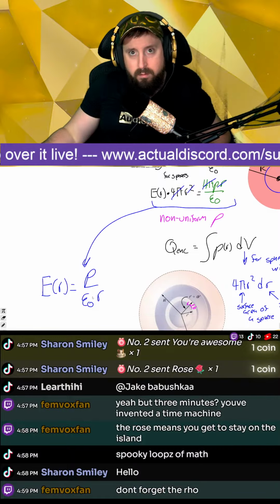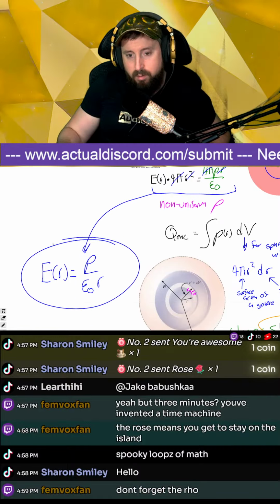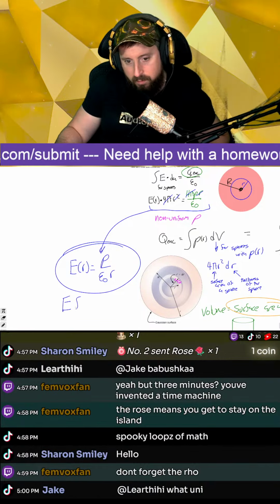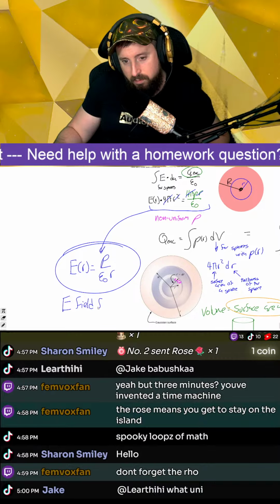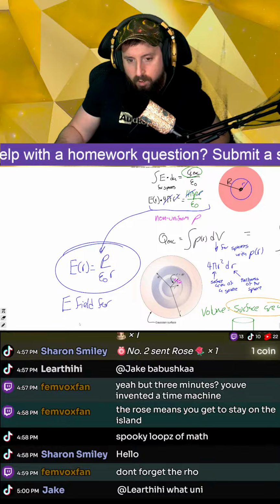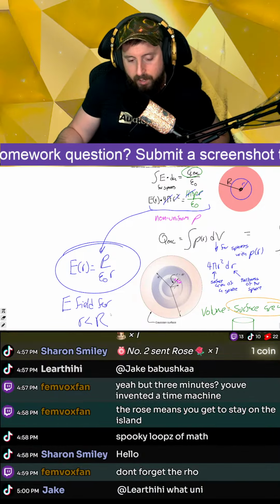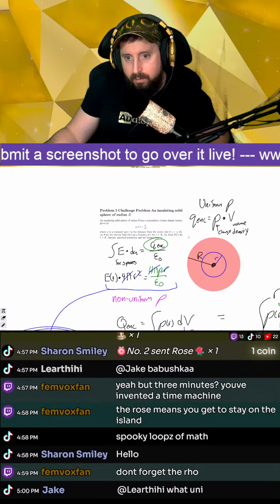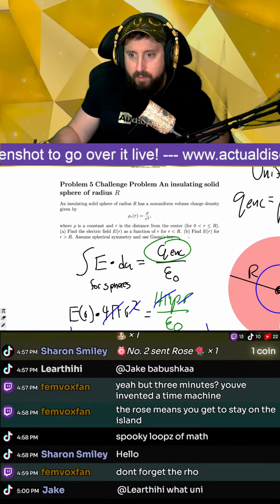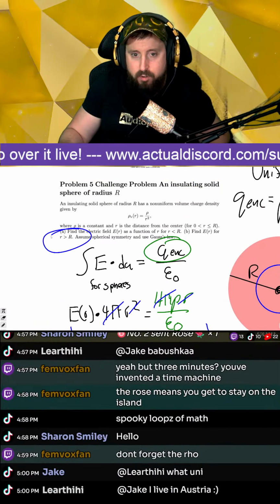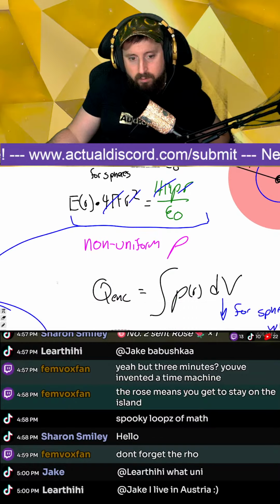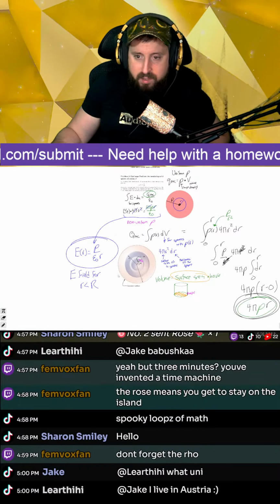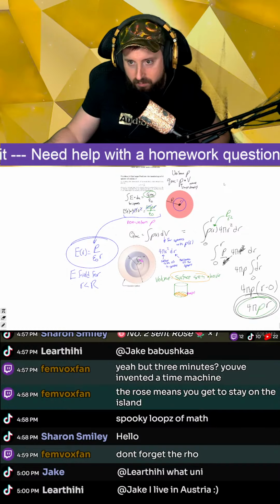Okay. So there you go, Nicola. This is the electric field for r less than big R. Now, the second part, they said find the electric field for when r is greater than big R. That's asking what is the electric field when we are outside.